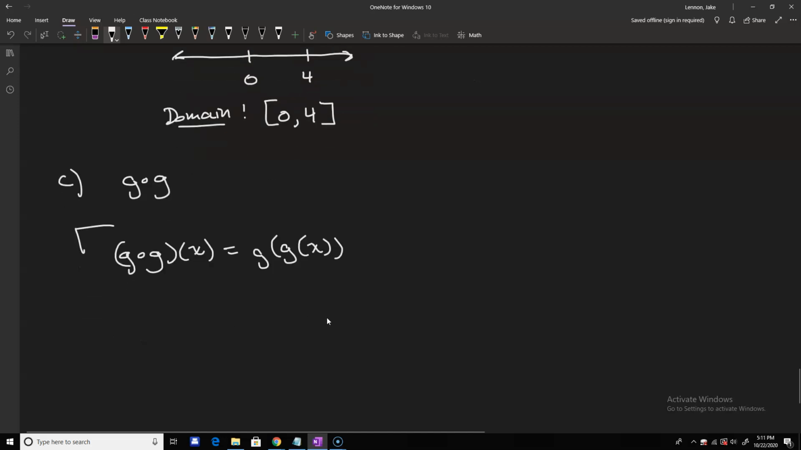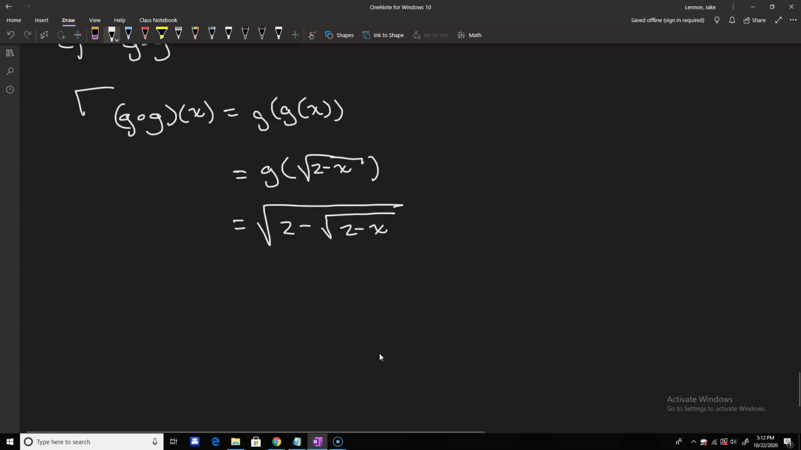And the formula for g is the square root of 2 minus x. So now what we would do is we would replace the x that we see above just with itself, the square root of 2 minus x. So this should come out to the square root of 2 minus the square root of 2 minus x. So we have some nested radicals there.